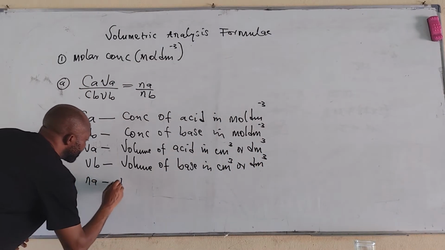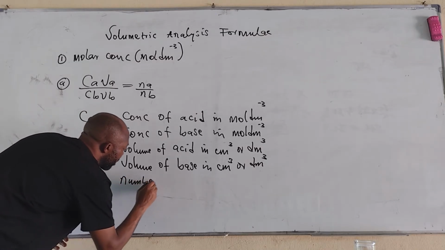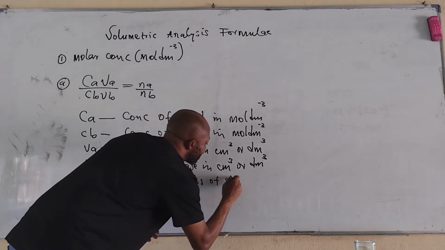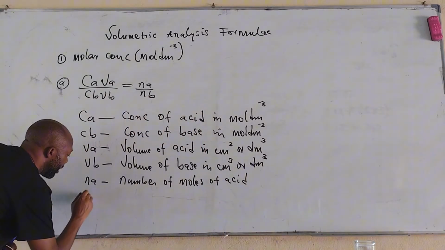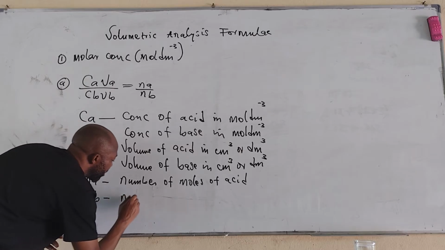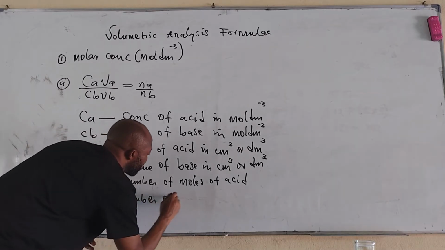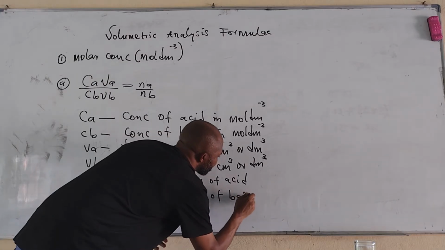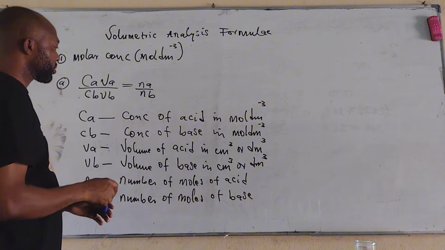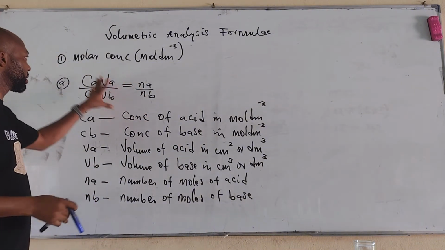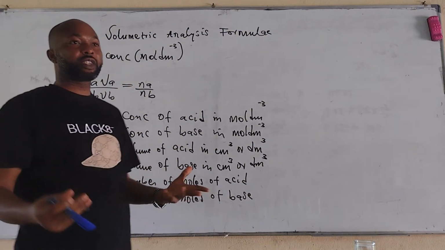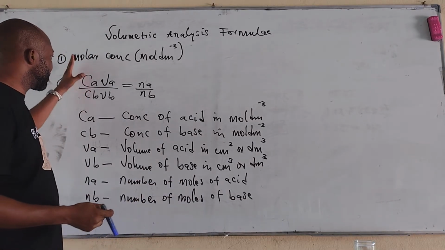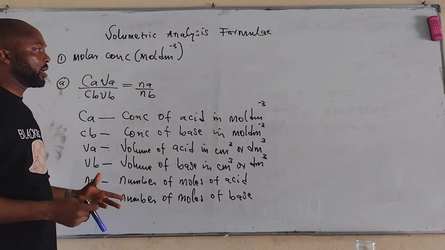NA means number of moles of acid, which has no unit. NB means number of moles of base. So this is the first formula for molar concentration. We use this formula to get the concentration of the acid or the concentration of the base.